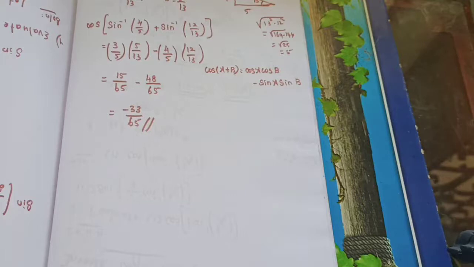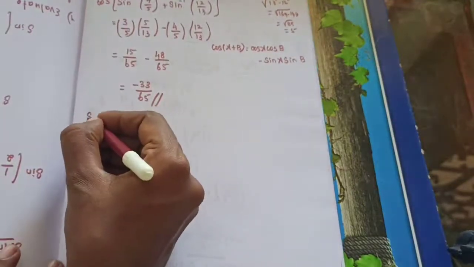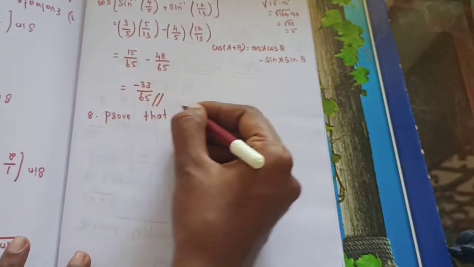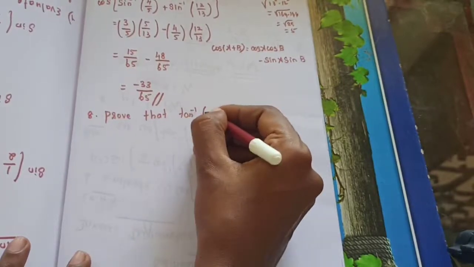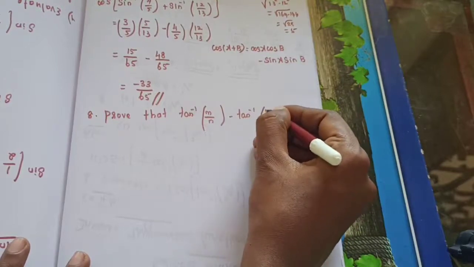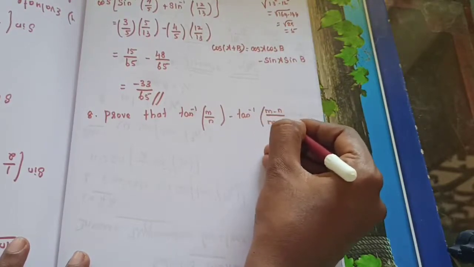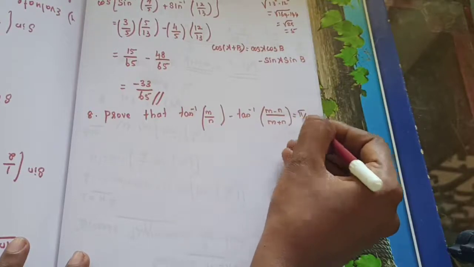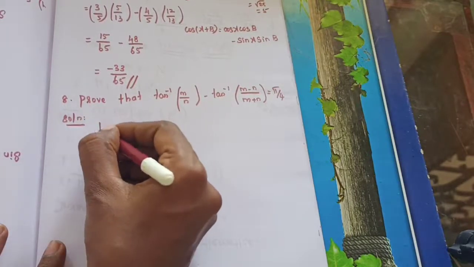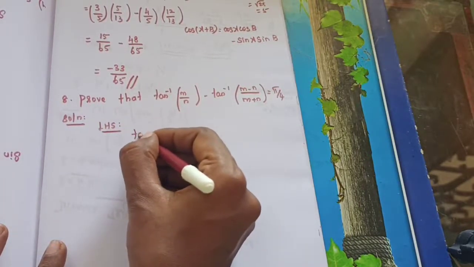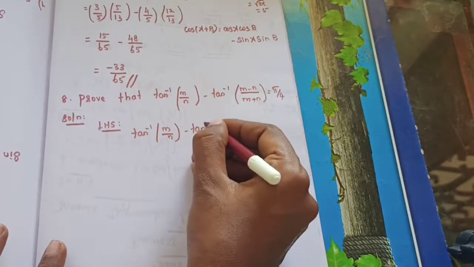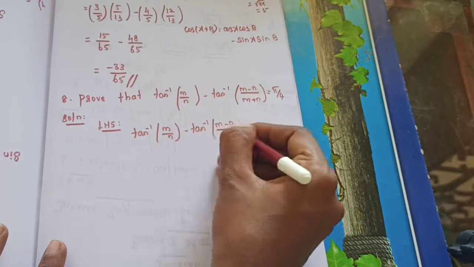Have you understood? Okay. Then problem number 8. Prove that tan inverse of m by n minus tan inverse of m minus n divided by m plus n equal to pi by 4. Very important problem. Very important question. Solution. First you consider the LHS. What's the LHS? Tan inverse of m by n minus tan inverse of m minus n divided by m plus n.